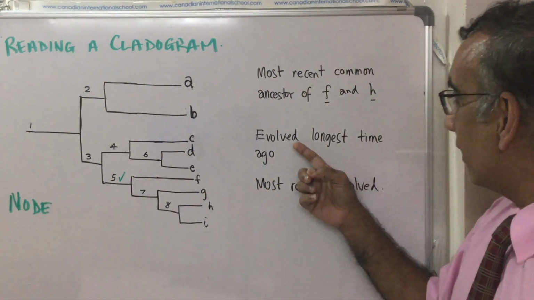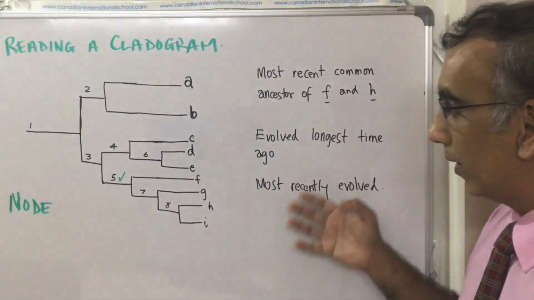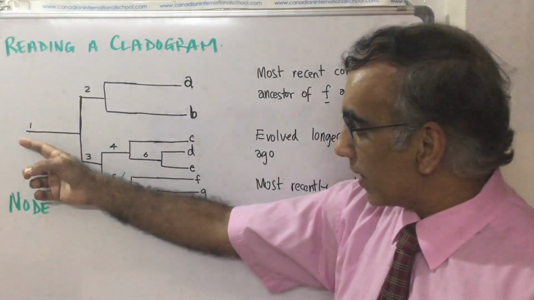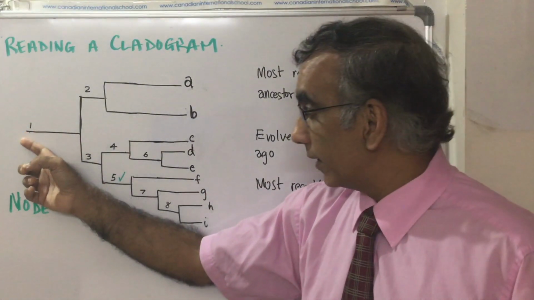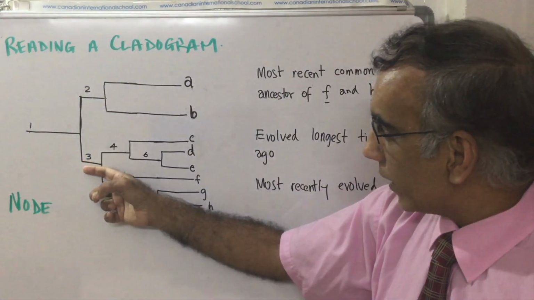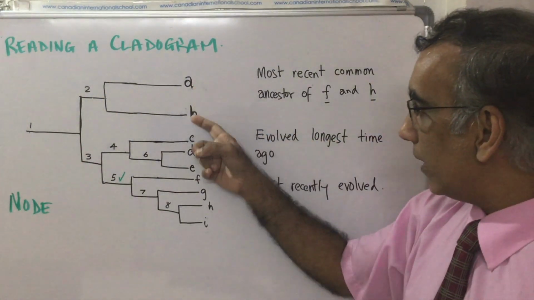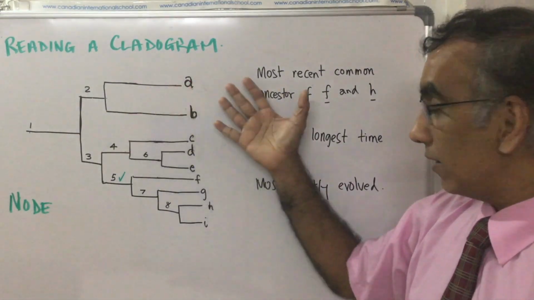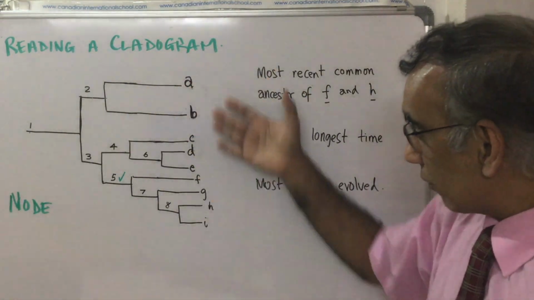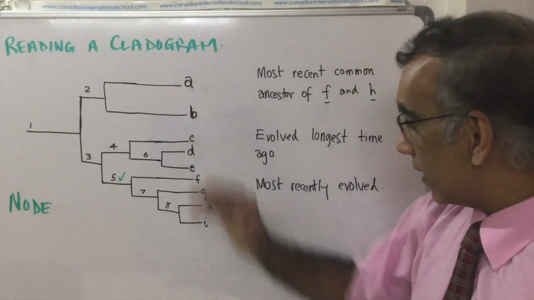Next, we should look at which organisms evolved the longest time ago. Well, going back to some ancient ancestor here labeled number 1, that gave rise to two groups, 2 and 3. And group 2 gave rise to A and B. And these organisms evolved, and they are still being represented here today. So therefore, they evolved the longest time ago.